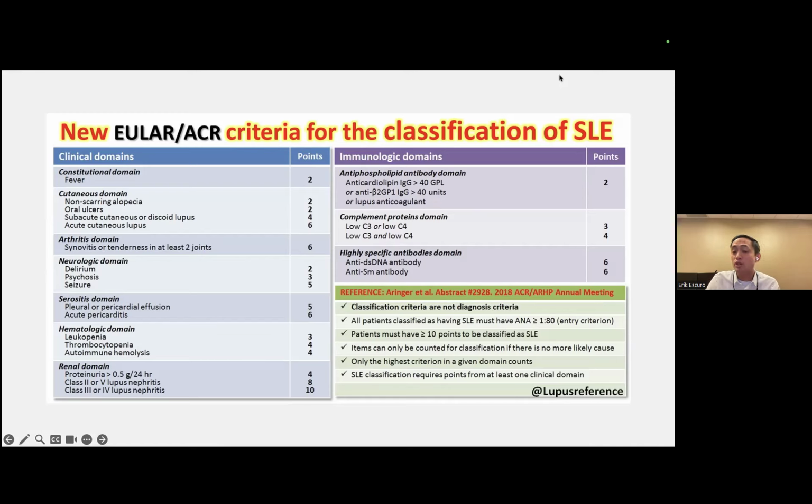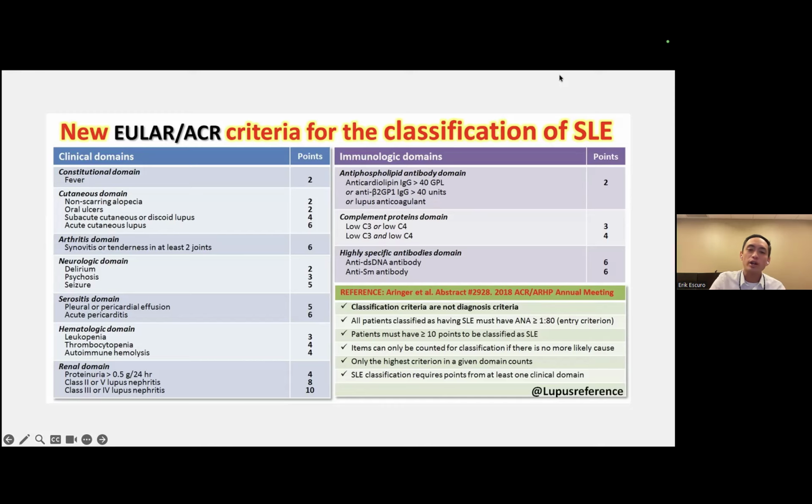Why? Because some things are much more specific for lupus than others. If somebody has unexplained fevers, but you find out later that it's not lupus but something called Still's disease, well, the fevers weren't really lupus related. So it's only 2 out of the 10. Whereas with class 3 or class 4 lupus nephritis, the pathologist is just making the call. I see lupus in the microscope, and therefore you can automatically make the diagnosis.